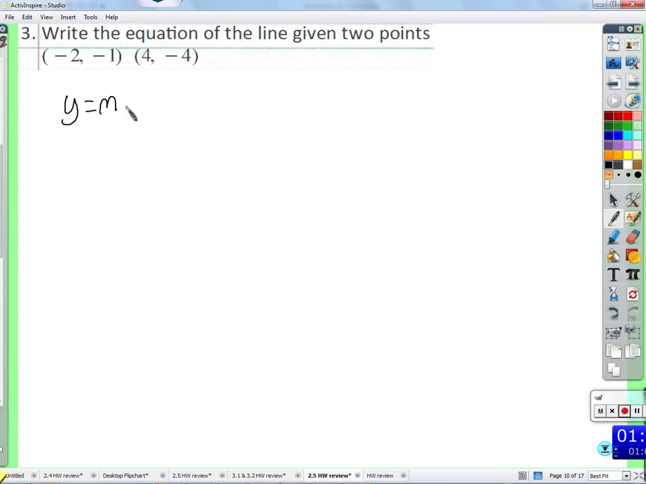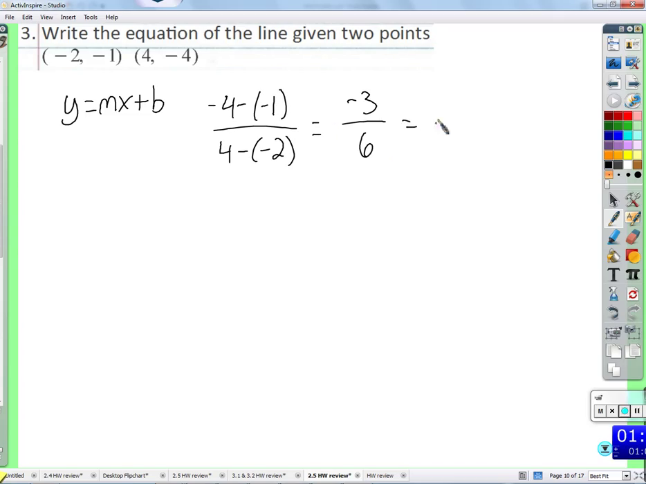Remember the equation of a line that we like the most, usually? It's the slope-intercept form. We like that. We're going to write that equation. What about that equation can we figure out? The slope. The slope is negative 4 minus negative 1 over 4 minus negative 2. That all together, we get negative 3 over 6. That's negative 1 half. That's our slope.